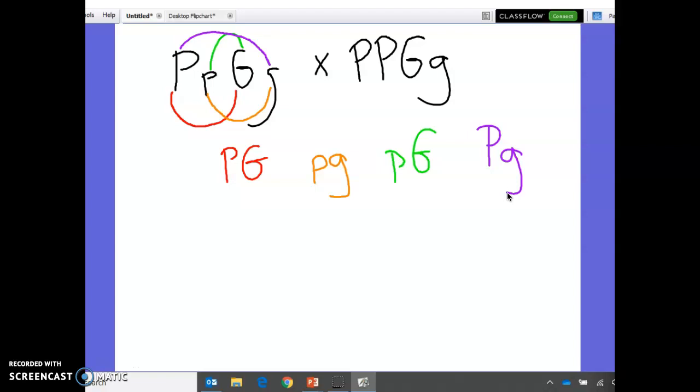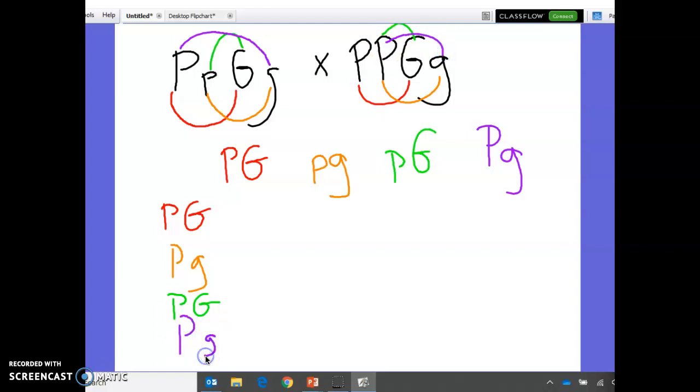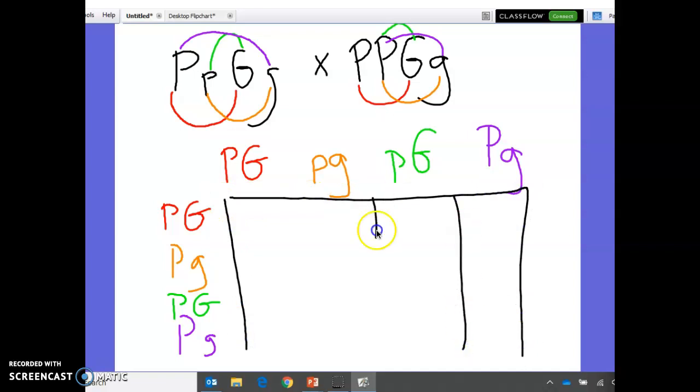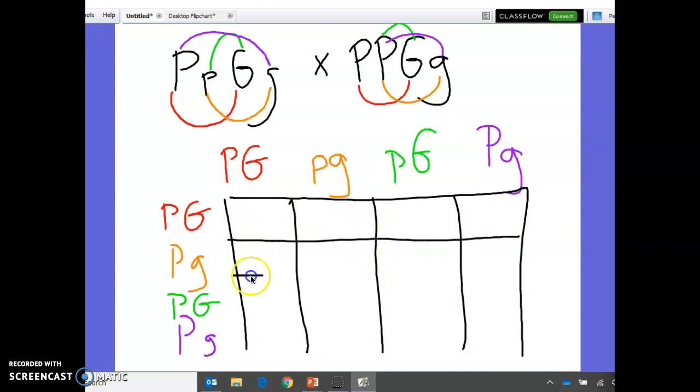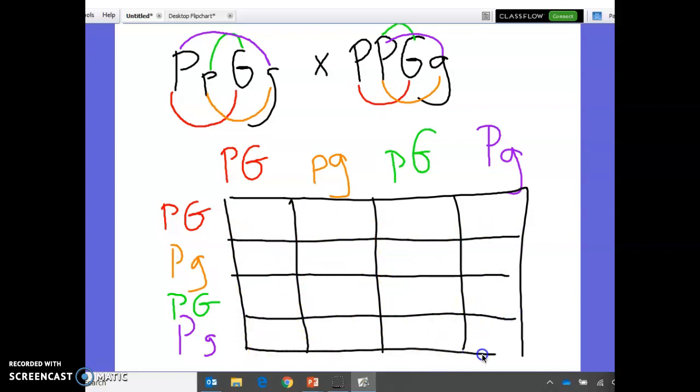Now let's repeat that for parent number 2. So big P, big G is one combination. Big P, little g. Big P, big G. And big P, little g. Okay, so if we fill out our big dihybrid Punnett square, that would be the answer to our first section.